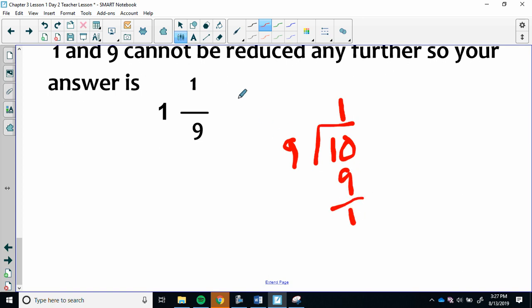And how we get our 1 1/9, let's show you that. I'll use a highlighter to help you. This is your whole number. The remainder becomes your numerator. And the number that you divided by becomes your bottom number. Just like that.